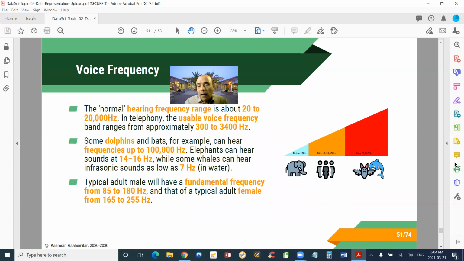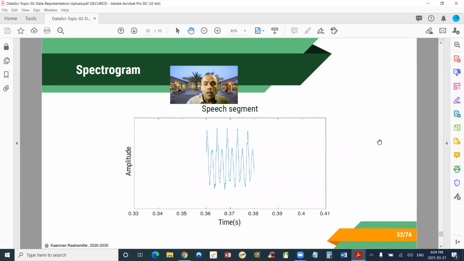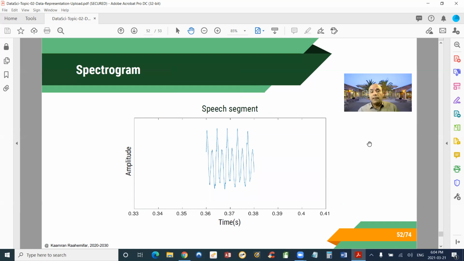Humans, generally speaking, would understand between 20 hertz and 20 kilohertz. Elephants would understand anything below 20 hertz, and bats and dolphins will be able to actually sense the high pitch, above 20 kilohertz. It is also very important for us to do windowing. Windowing in time, or windowing in frequency, it doesn't matter. The style and the approach is the same, and the meaning could be significant depending on how you use it.